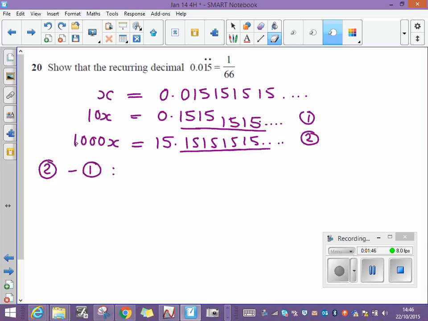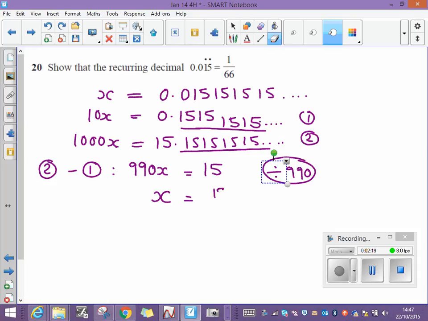Okay, on the left hand side, 1000x take away 10x, well that's 990x. And on the right hand side, what I'm doing is 15 point something take away 0 point the same something. So that's just the same as 15 and a bit take away the bit, and that's just going to leave me with 15. Okay, it only works though if the sequence of numbers after the decimal point is the same in both cases.